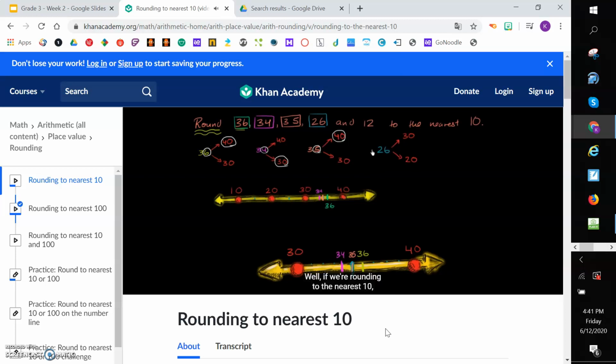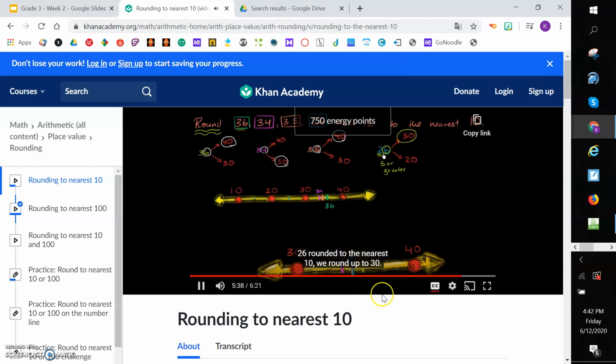Well, if we're rounding to the nearest 10, we look at the tens place. That's what we're going to round. We're going to round to the nearest 10. But then we look at the ones place. The ones place is going to decide it. And we see here this is 5, 5 or greater. Or you could say this is greater than or equal to 5. So we round up. 26, rounded to the nearest 10, we round up to 30.